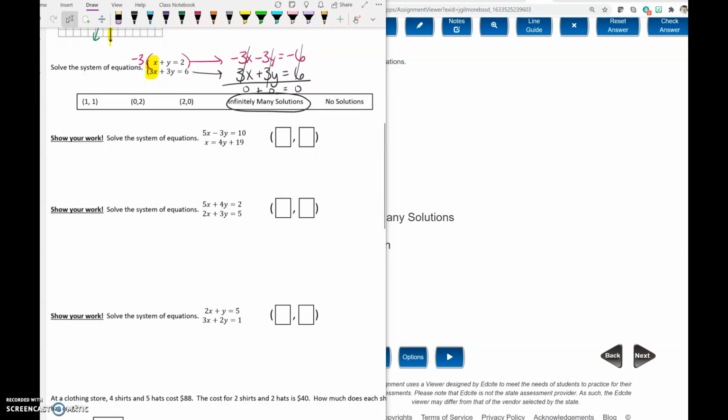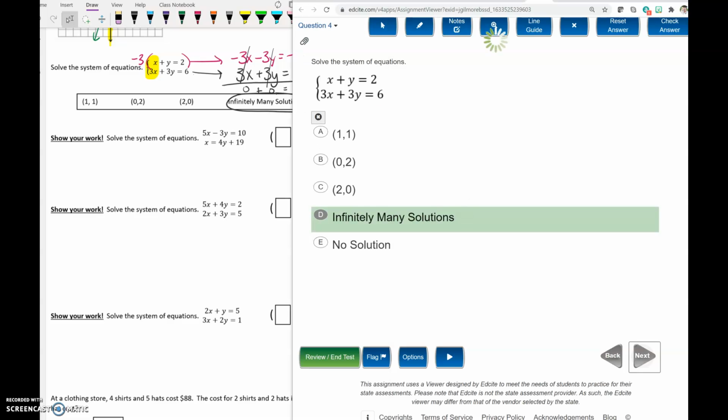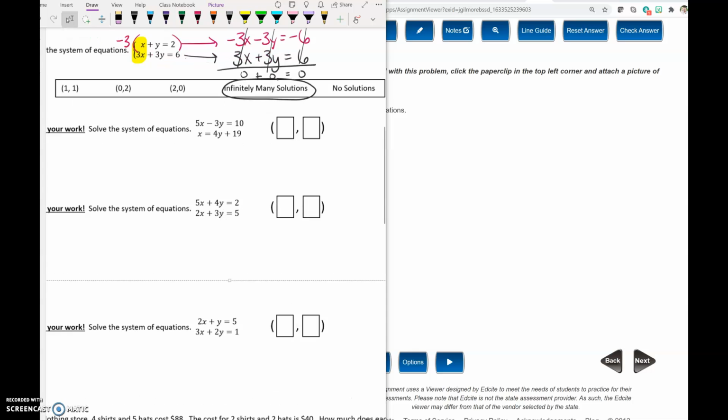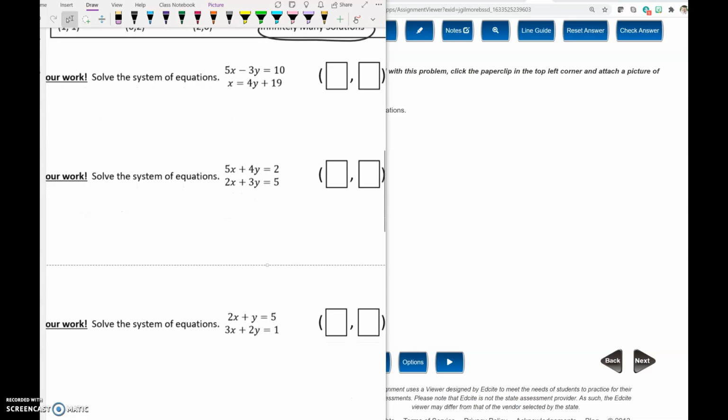All right, the next one, and notice it says show your work. You definitely need to show your work on this. On EdSite, it says when you are finished with this problem, click the paperclip on the top left corner and attach a picture of your work. I'm going to be taking that out of there. I'm not going to do that on this review or this test. I'm just going to have you turn in your paper copy of the work. That's a remnant from when we had students doing this virtually, which we don't have this year. So ignore that, just solve the system and put your answer. Make sure you're showing your work on your paper.